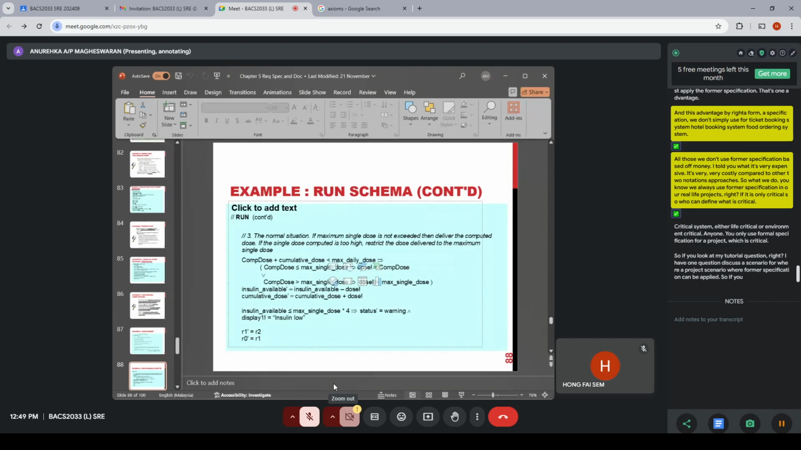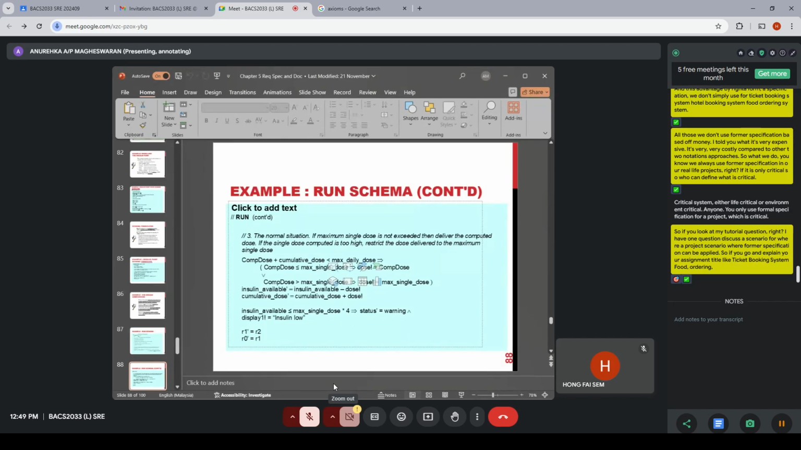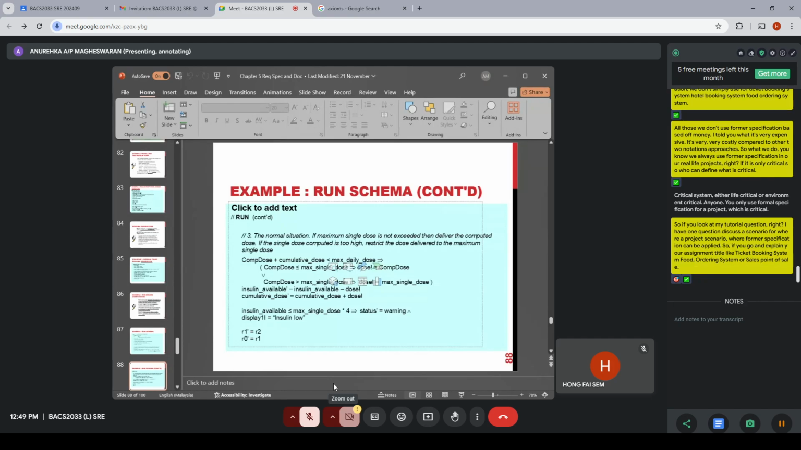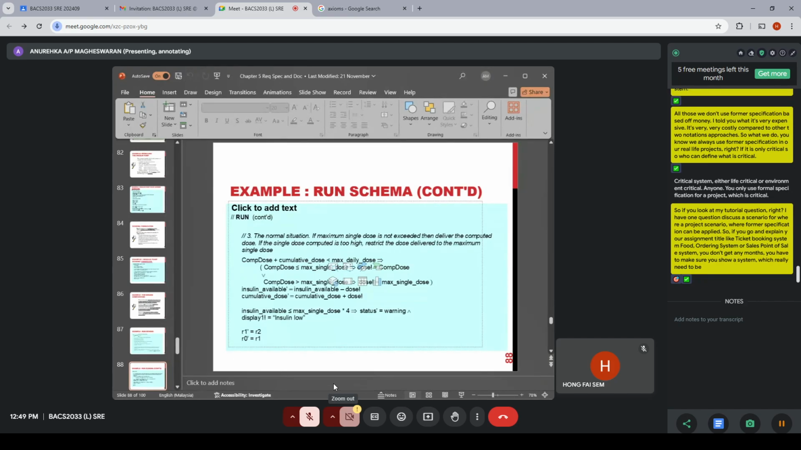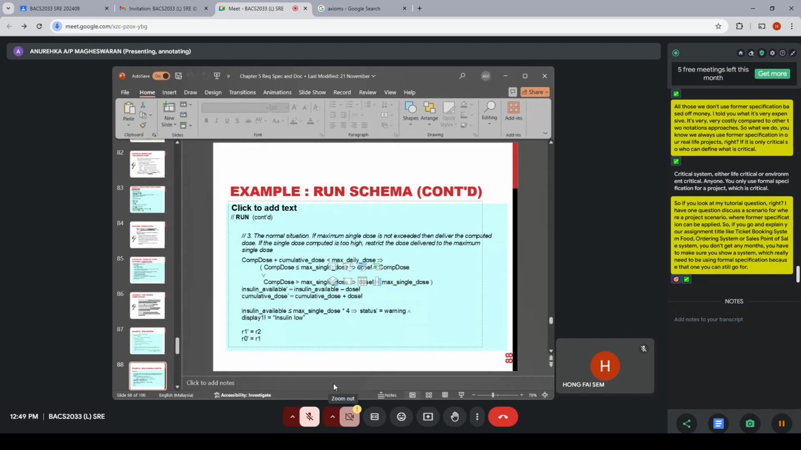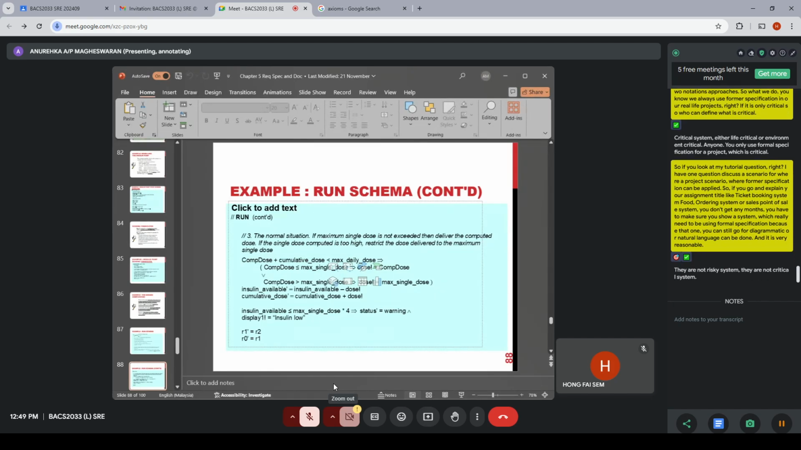So if you go and explain your assignment title like ticket booking system, food ordering system, or point of sale system, you don't get any marks. You have to make sure you show a system which really needs to be using formal specification, because for that one you can still go for diagrammatic or natural language, and it is very reasonable. They are not risky systems, they are not critical systems.